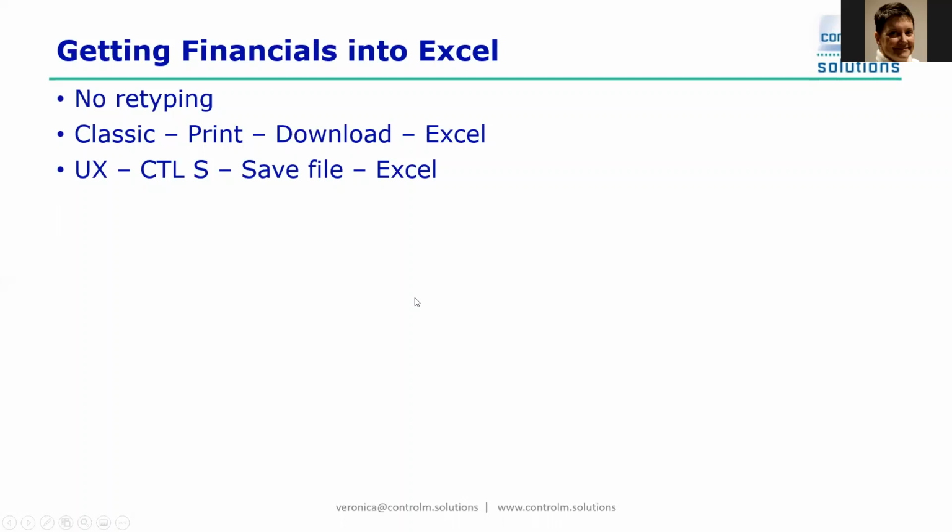So let's start with financials. No retyping of numbers means no oops either. If you let Plex do all the heavy lifting of creating the document, and all you need to do is add some polish. Classic and UX both create HTML downloads. Both are multi-step processes. There's no easy button here, but it is very doable and very accessible to anybody who needs to look at this information.